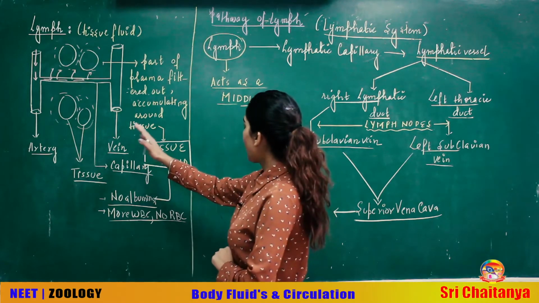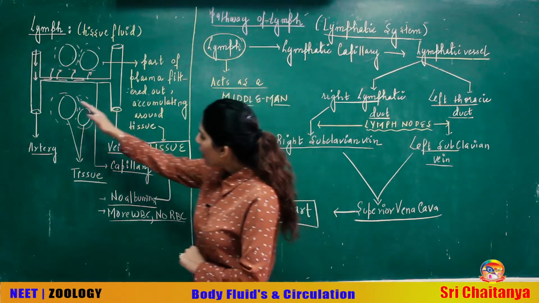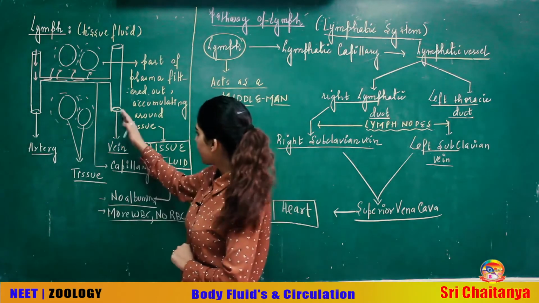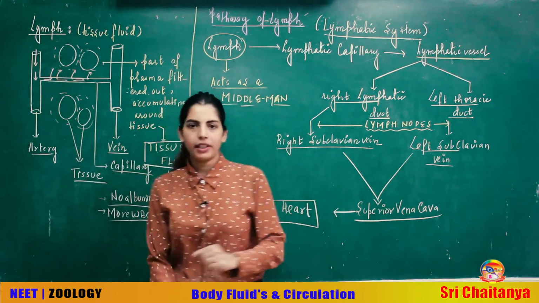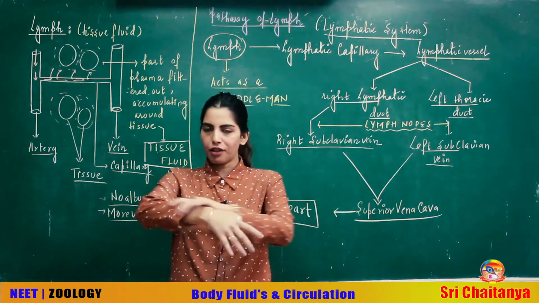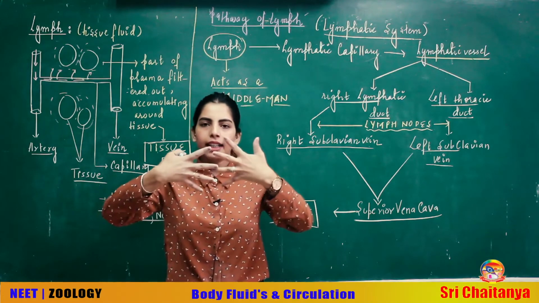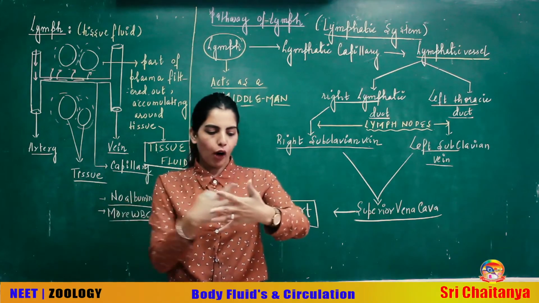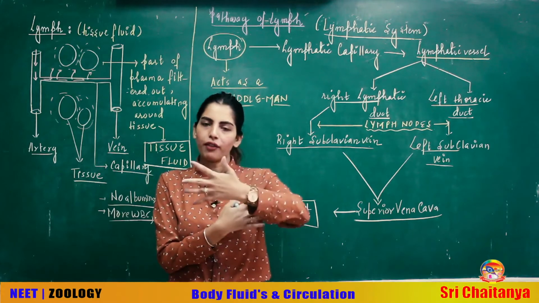Now in this diagram I have made, this is the artery, this is the vein, and in between you have capillaries. The arrangement is like that only. Arteries forming thin network called as capillaries, merging to form your veins.